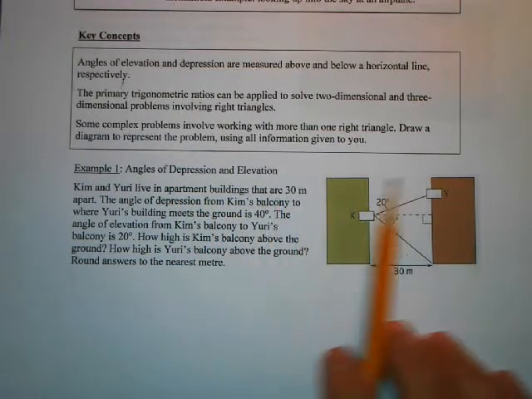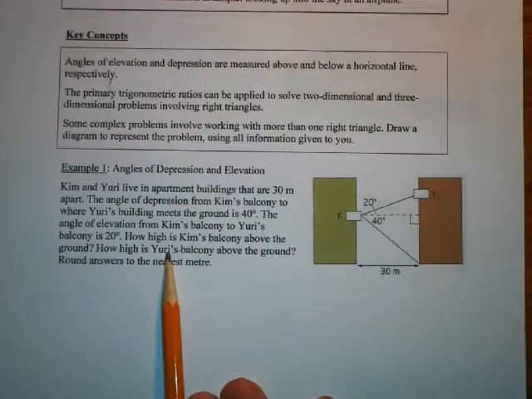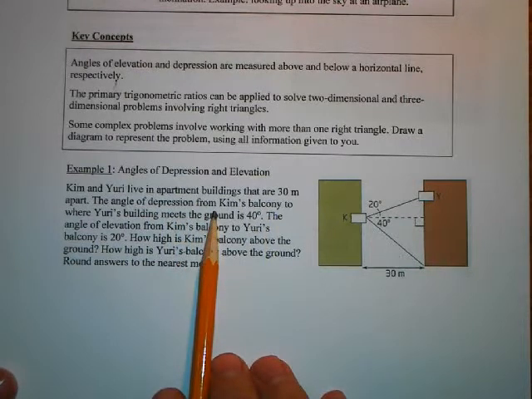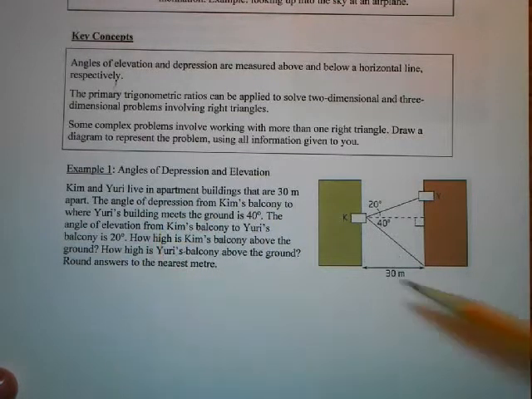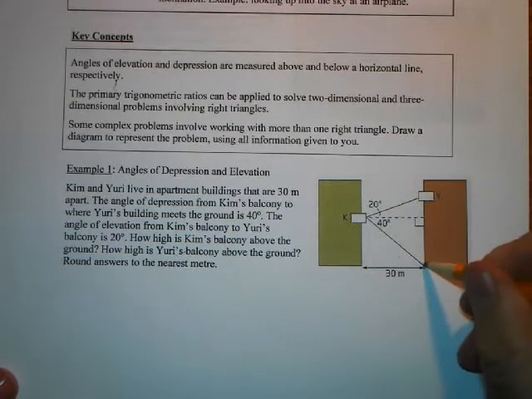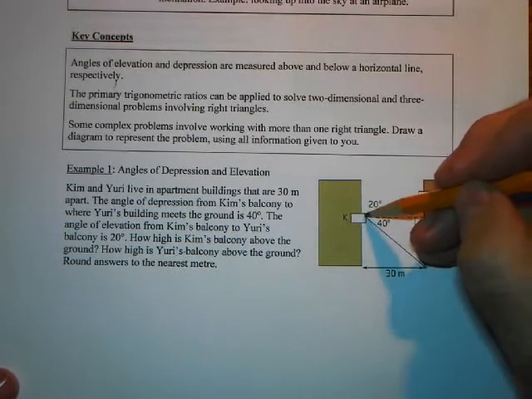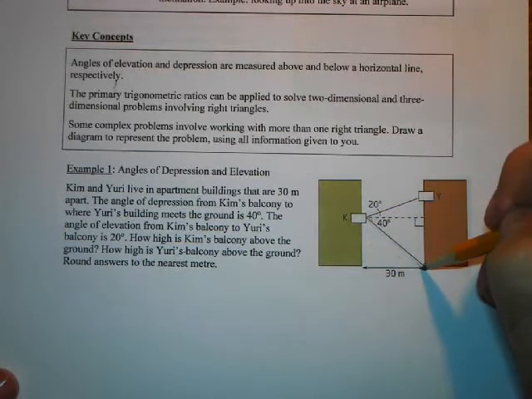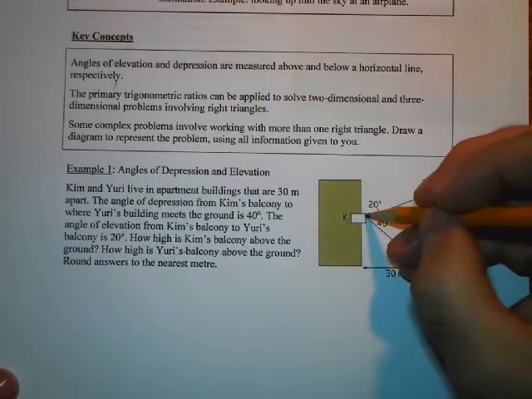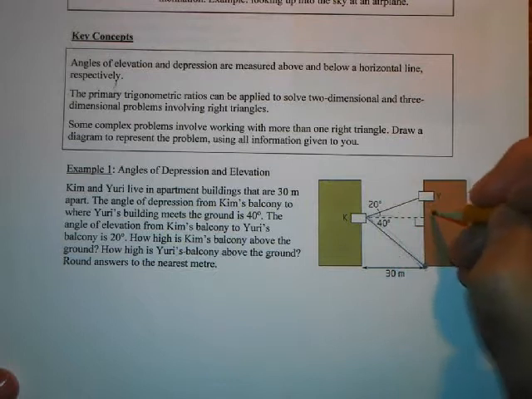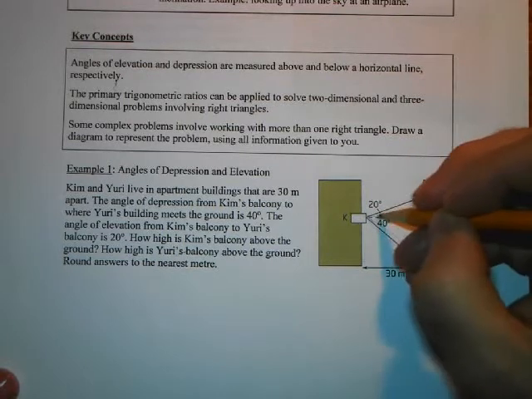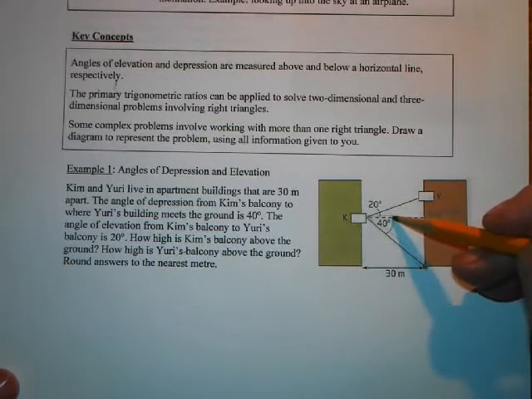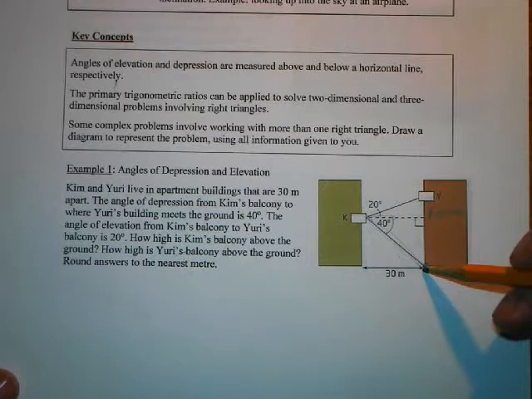Now, let's just read this, because the diagram basically shows you everything that's written here. The angle of depression from Kim's balcony to where Yuri's building meets the ground. So here's Yuri's building, here's where it meets the ground, right? If Kim is looking down at that corner, well, there's the line where she's looking. And how do you measure that? Well, that dotted line there is the horizon line, right? So that angle of depression is 40 degrees, from that horizontal line to the line going down there.